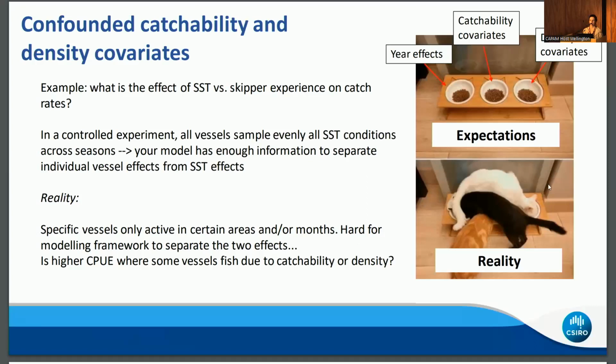And so our model would have enough information to separate the effect of SST versus skipper experience on observed catch and effort data. But in reality, we will often have specific vessels that are only active in certain areas or months. And it's going to be hard for a modeling framework to separate those two effects. So is the higher CPUE due to the vessel effect or to the SST effect?